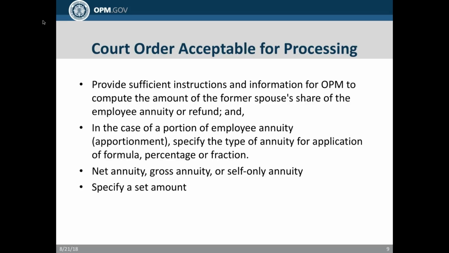Also, it's important to include whether we're dividing the share of the net annuity, the gross annuity, or the self-only annuity. Or sometimes a court order can even state a set amount. If it's a set amount of $500, make that clear in the court order, and we can divide it that way as well. Any one of those methods will do for an apportionment.